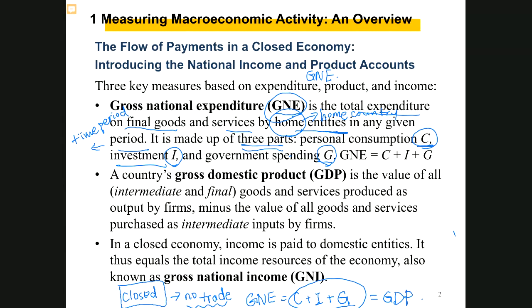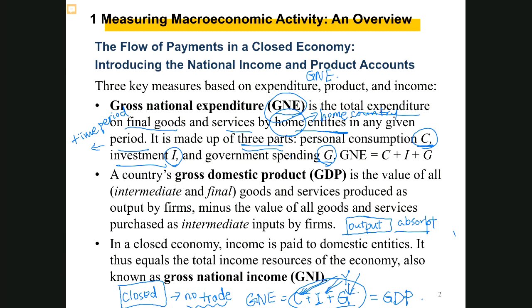Okay? So the total output in one country could be absorbed by three different categories of expenditure, right? So output, the final goods produced by the domestic firms, can be absorbed by three different categories. So one is consumption, one is investment, and one is government spending.